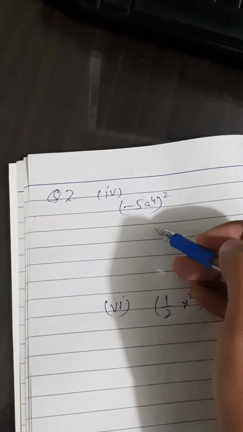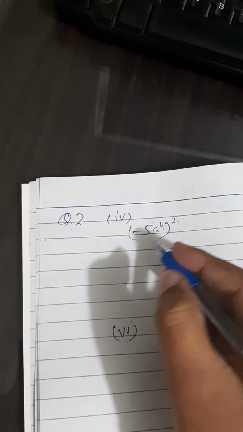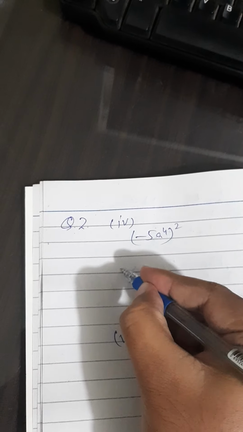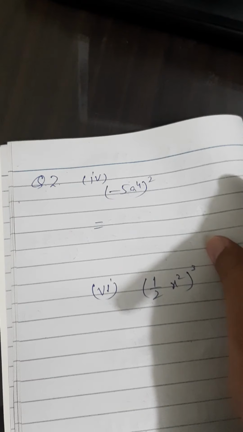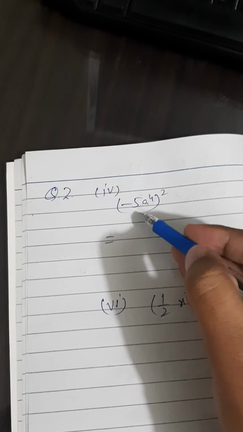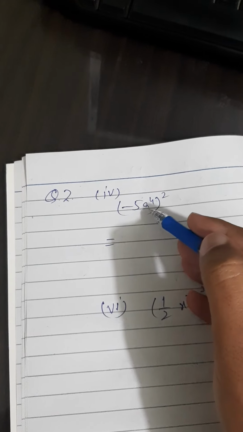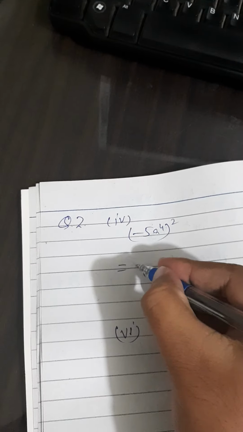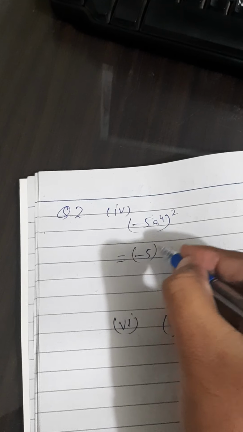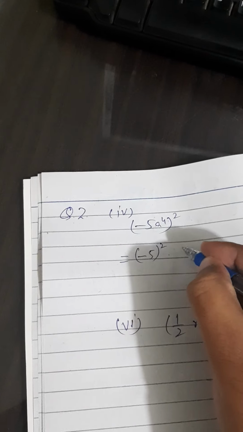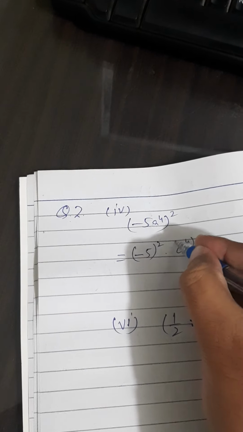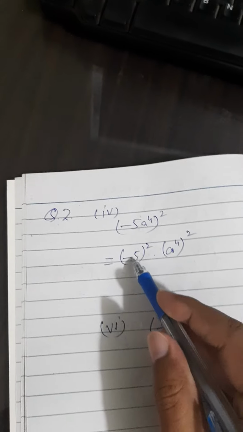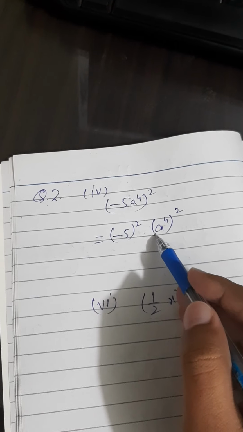This question is that we have to simplify minus 5 a raised to power 4, whole power 2. So we use the law of power of product. There are two different numbers and they are multiplying, whole power is 2. So we write minus 5 raised to power 2 and a raised to power 4 whole power 2. We have used the law of power of product.